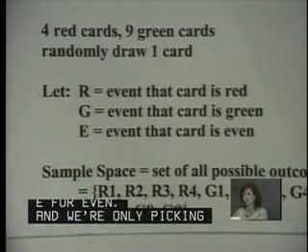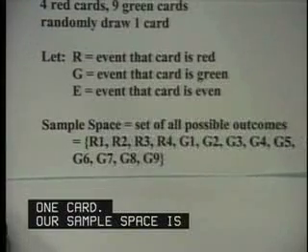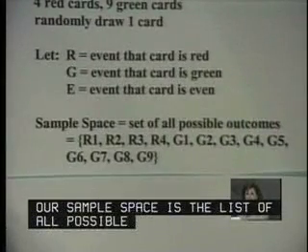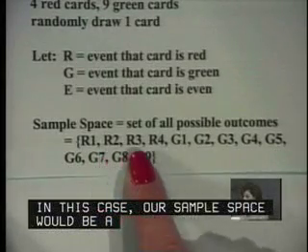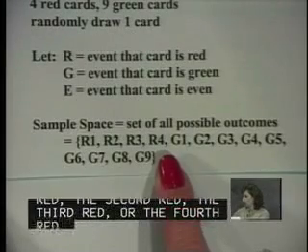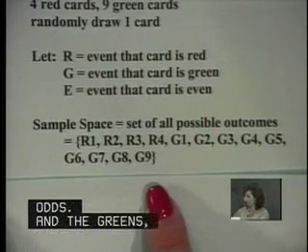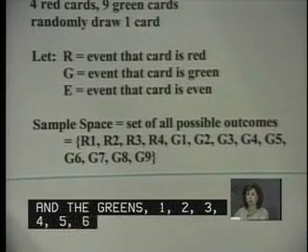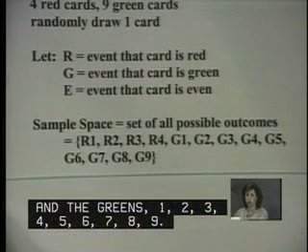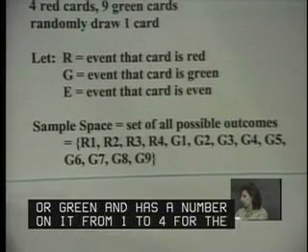Our sample space is the list of all possible outcomes that we could possibly have. So in this case, our sample space would be the first red, the second red, the third red, or the fourth red. I just numbered them 1, 2, 3, 4, and that's how I can deal with the evens and the odds. And the greens, 1, 2, 3, 4, 5, 6, 7, 8, 9. So each card is either red or green, and it has a number on it, from 1 to 4 for the reds, and 1 to 9 for the greens.